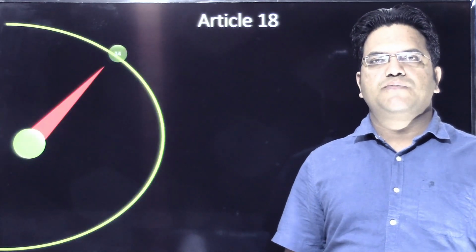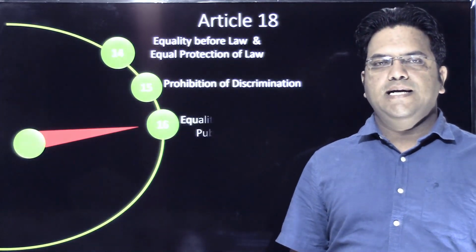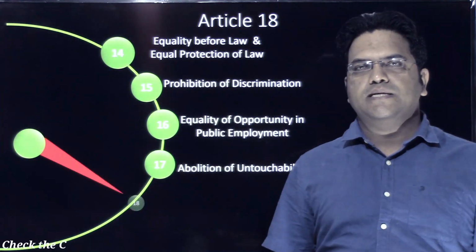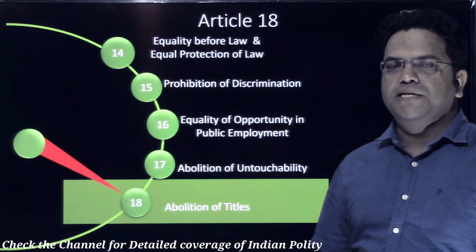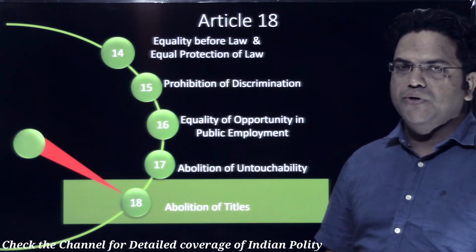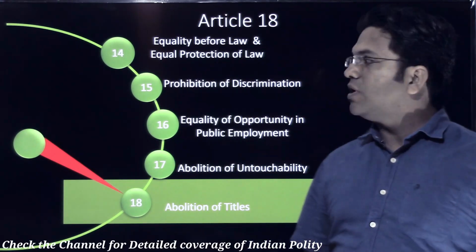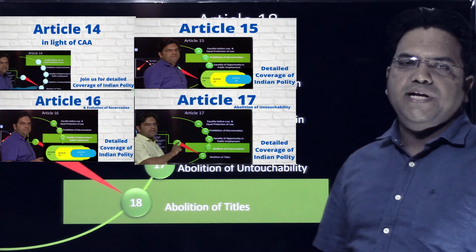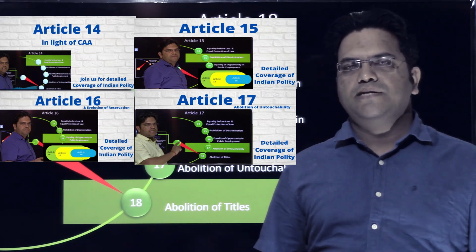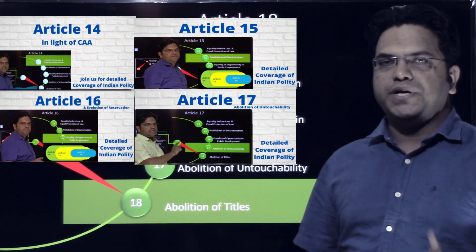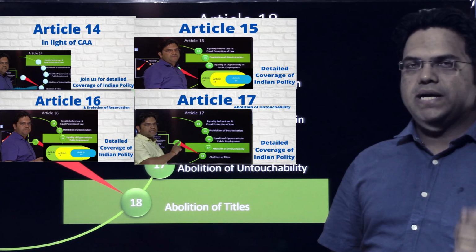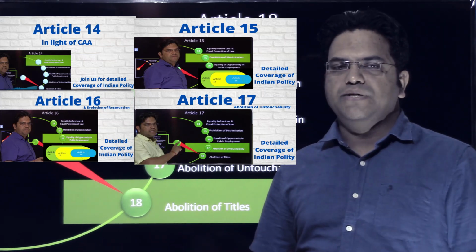Hello everyone. In this video we are going to discuss Article 18, which deals with abolition of titles, and this is the fifth and last article in the category of right to equality. Under this right to equality we have already discussed four other articles, that is Articles 14, 15, 16, 17. If you have not watched those videos, I recommend you go back to the playlist and watch those four videos as well.